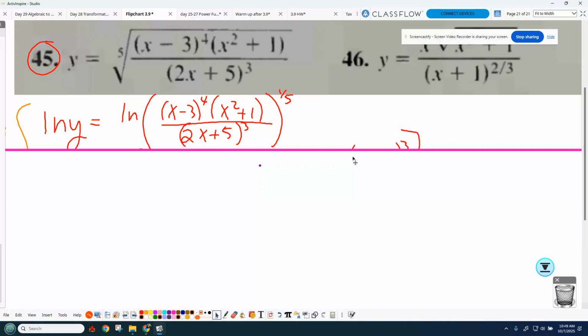Yeah, it's one over, that's what it's for. We know we can do.